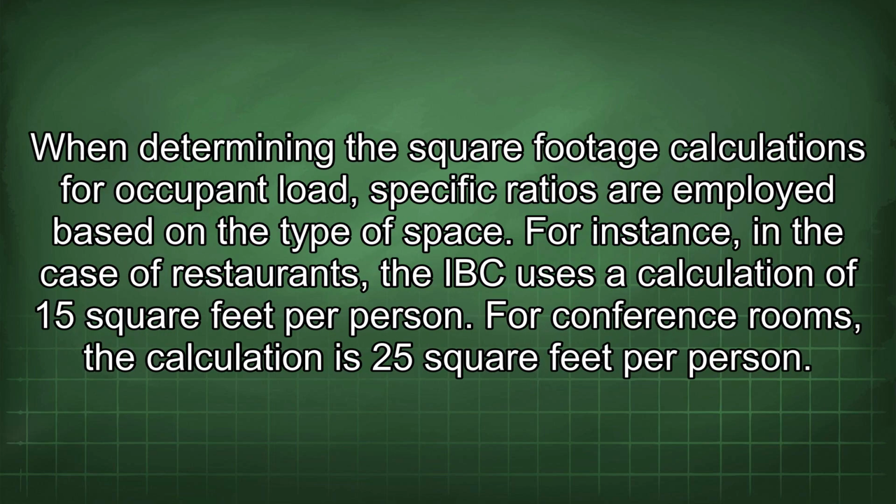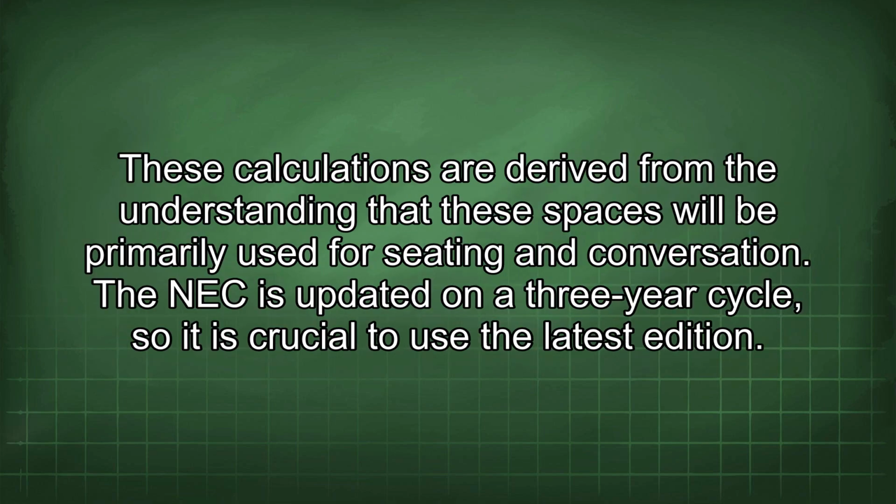When determining the square footage calculations for occupant load, specific ratios are employed based on the type of space. For instance, in the case of restaurants, the IBC uses a calculation of 15 square feet per person. For conference rooms, the calculation is 25 square feet per person. These calculations are derived from the understanding that these spaces will be primarily used for seating and conversation.